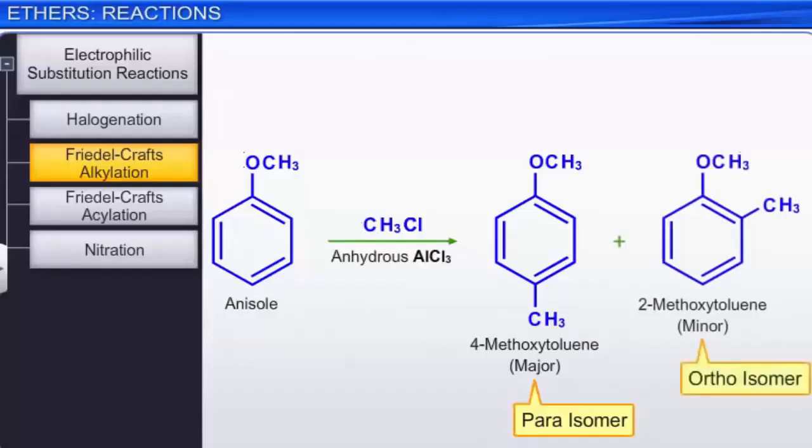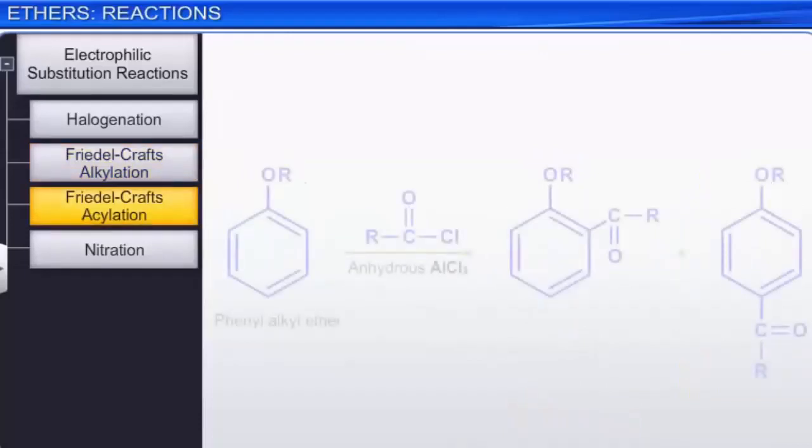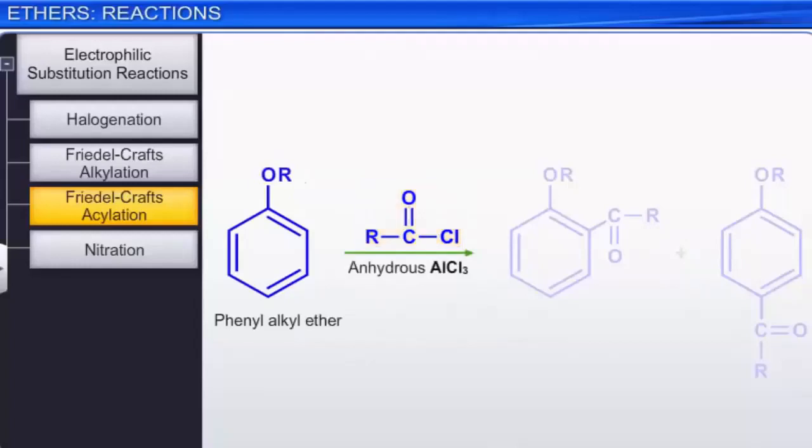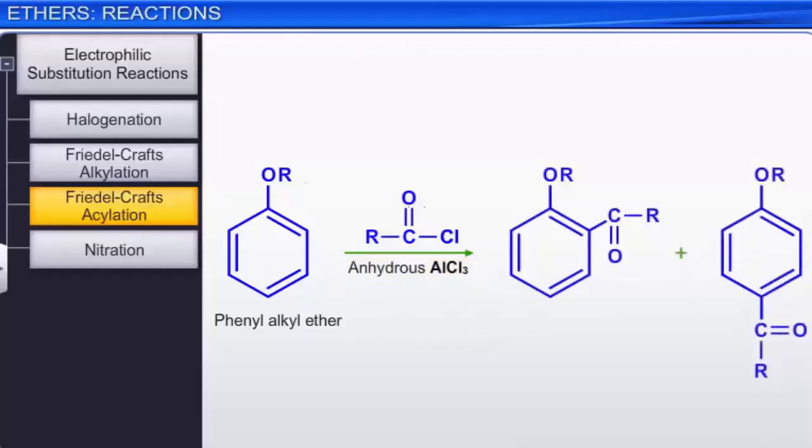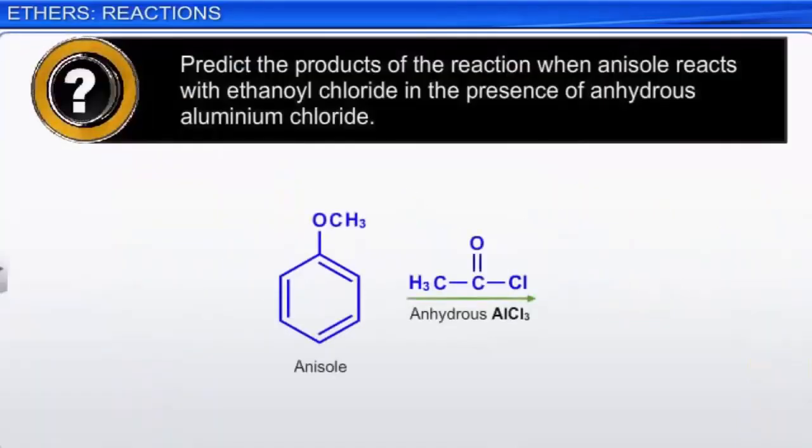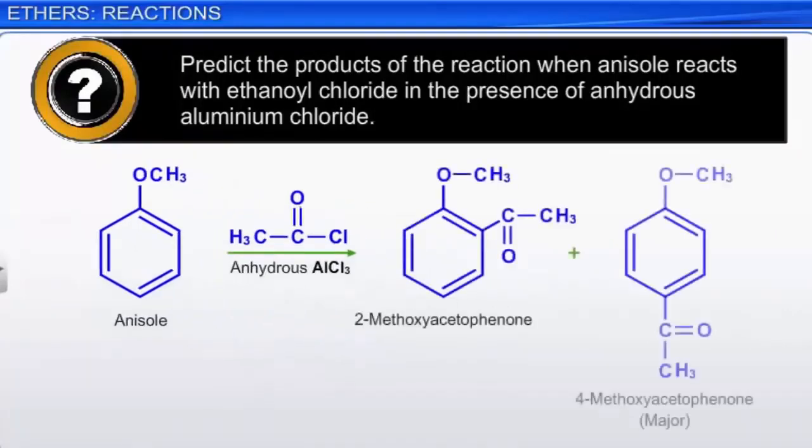Friedel-Crafts acylation reactions are also possible. Phenylalkyl ether reacts with an acyl chloride in the presence of anhydrous aluminium chloride as a catalyst. This introduces the acyl group at the para and ortho positions. Predict the products of the reaction when anisole reacts with ethanoyl chloride in the presence of anhydrous aluminium chloride. Under these conditions, Friedel-Crafts acylation will occur. The para isomer, that is 4-methoxyacetophenone, will be the major product.